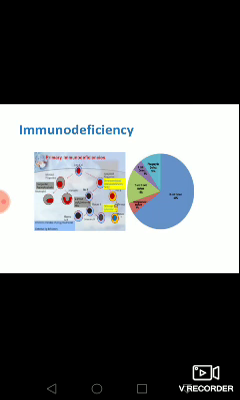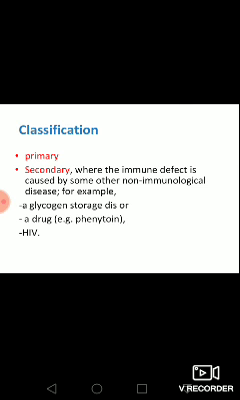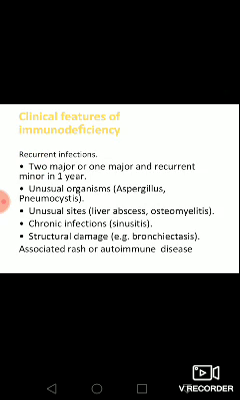We are first going to identify a status of immunodeficiency, which may be a primary case or a secondary case. The primary is born with the pathology, but the secondary is usually an immune defect resulting from other non-immunological diseases, like renal disease, or drugs like phenytoin, or HIV.